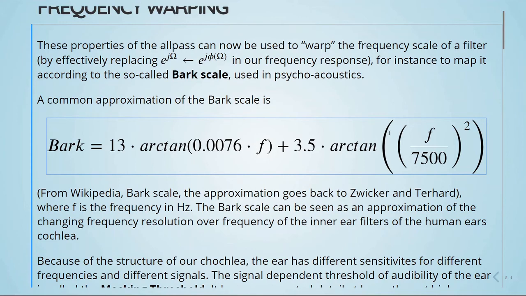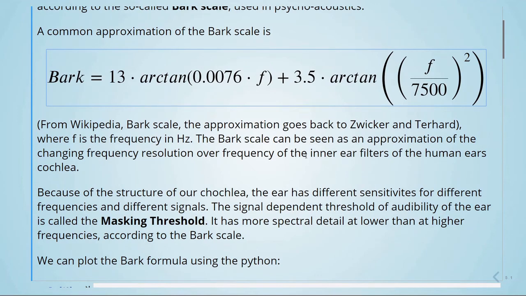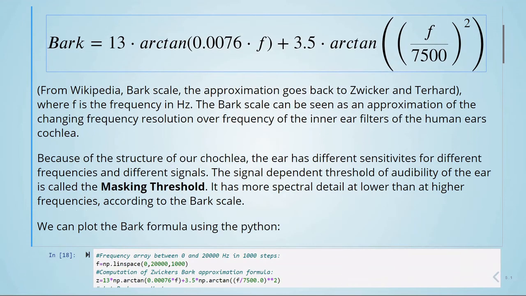We have these arctan terms here, and this f is the frequency in hertz. The Bark scale can be seen as an approximation of the change in frequency resolution over frequency of the inner ear filters of the human ear's cochlea. Because of the structure of our cochlea, the ear has different sensitivities for different frequencies and different signals. The signal-dependent threshold of audibility of the ear is called the masking threshold. It has more spectral detail at lower than at higher frequencies according to the Bark scale.